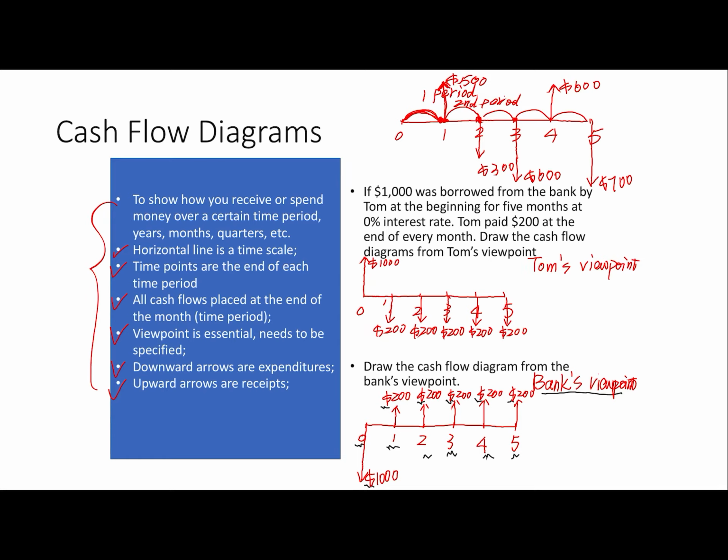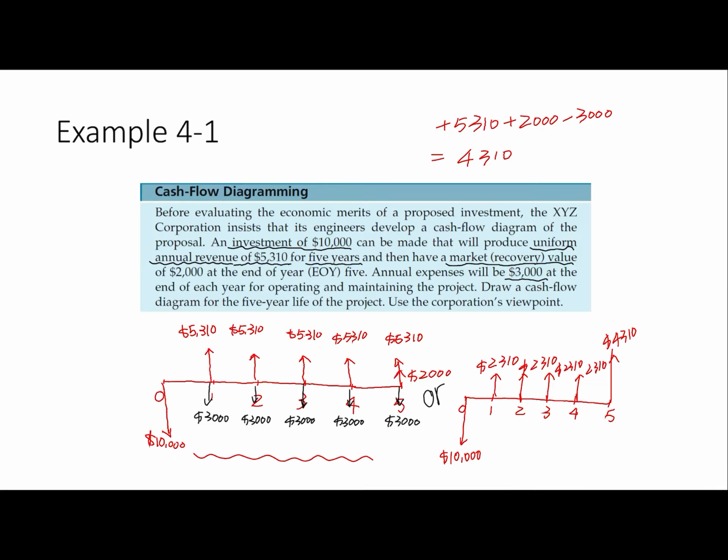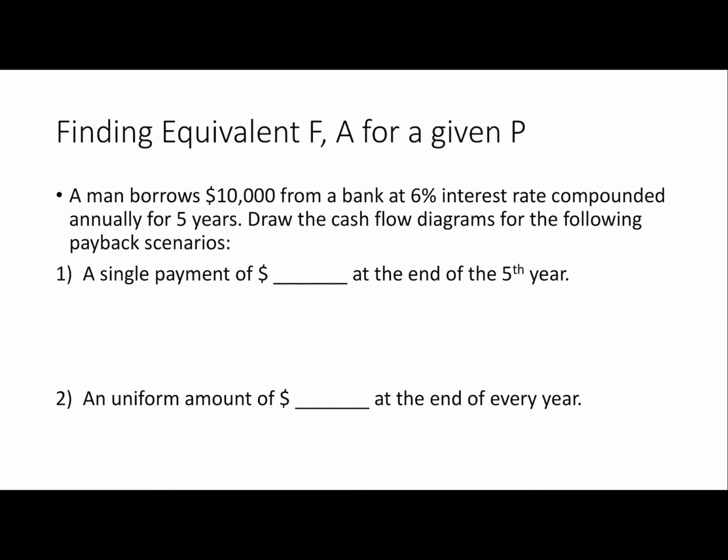How do you draw the cash flow based on your viewpoint? And then what are the arrows going upward? What are the arrows going downward? And then, for a given problem, can you find the correct diagram? Okay, and try to practice this example.